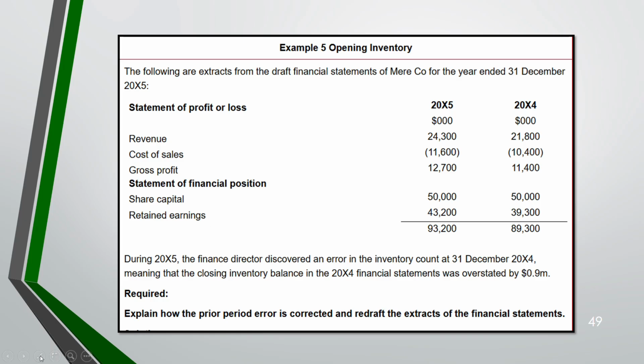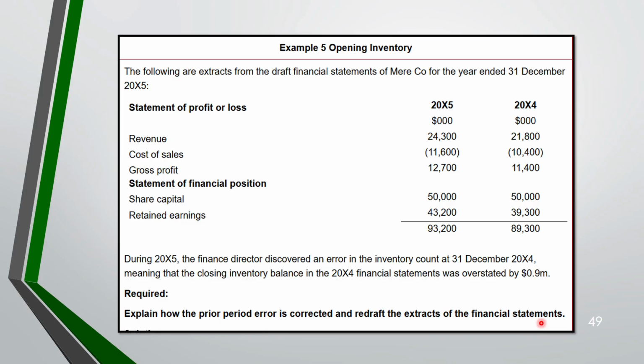Here, this is an extract given for 2004-5: revenue, gross profit, and in the statement of financial position you have been given share capital and retained earnings. During 2005, the finance director discovered an error in the inventory count at 31st December 2004, meaning the closing inventory balance in the 2004 financial statement was overstated by 0.9 million. Now you have to explain how the error is corrected and redraft the extracts of the financial statement.